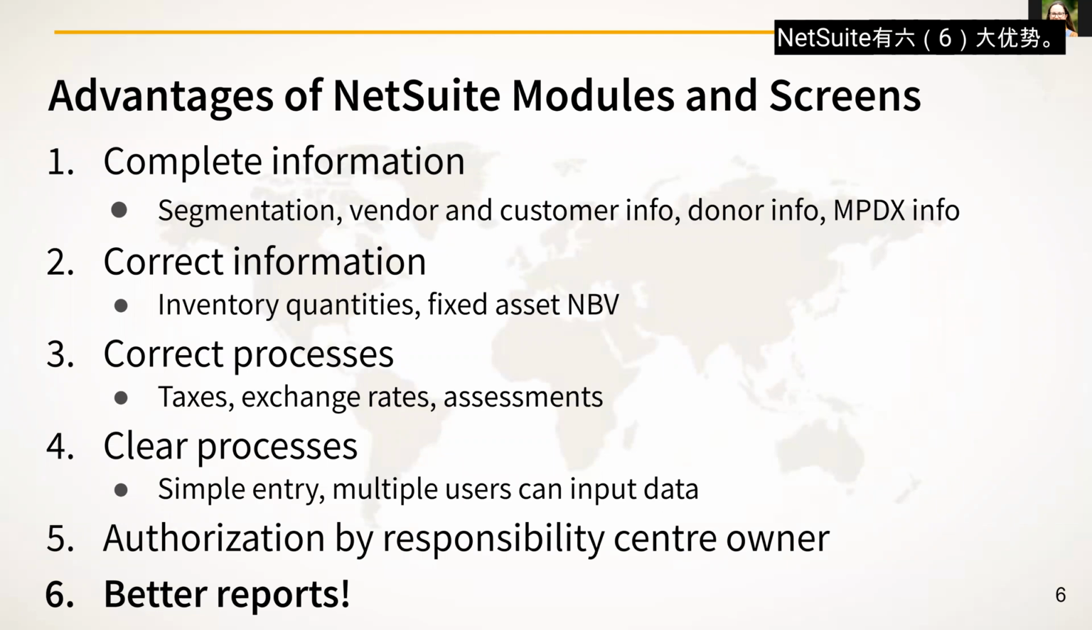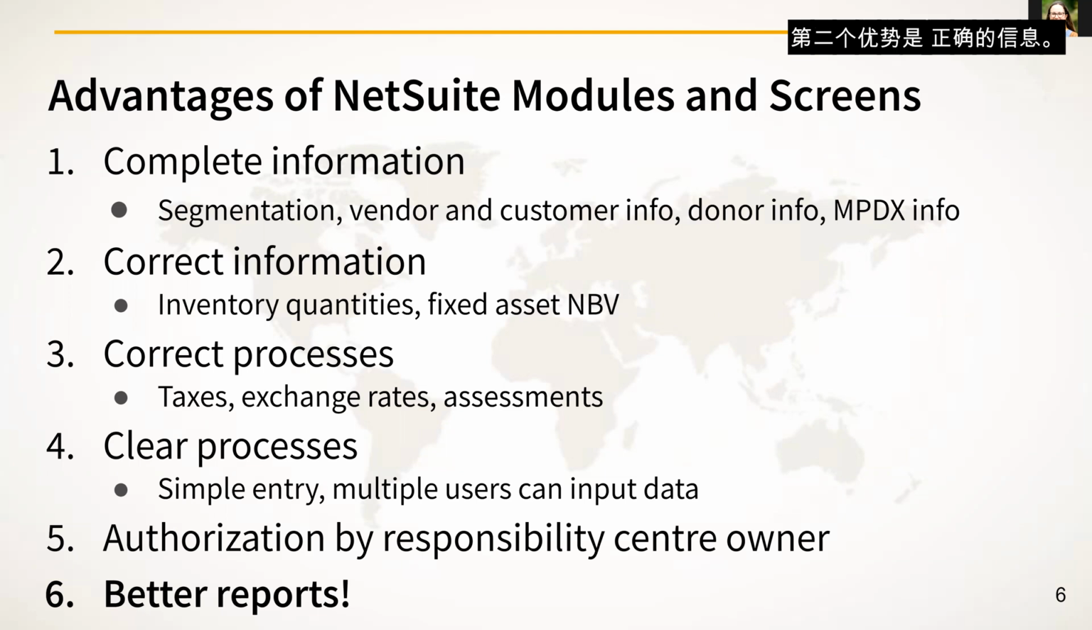There are 6 advantages of NetSuite modules and screens, of using them instead of a basic journal entry. Number 1 is complete information. Using NetSuite modules and screens for specific transaction types allows you to capture information completely, such as complete segmentation or vendor and customer information, which is tied to your record, donor information. And for donations, all of the information that you enter in the donation screen will carry through into NPDX. That does not happen if you enter a donation through a journal entry.